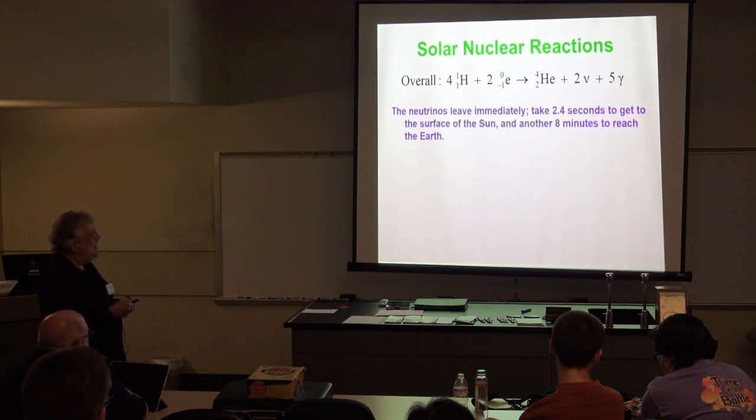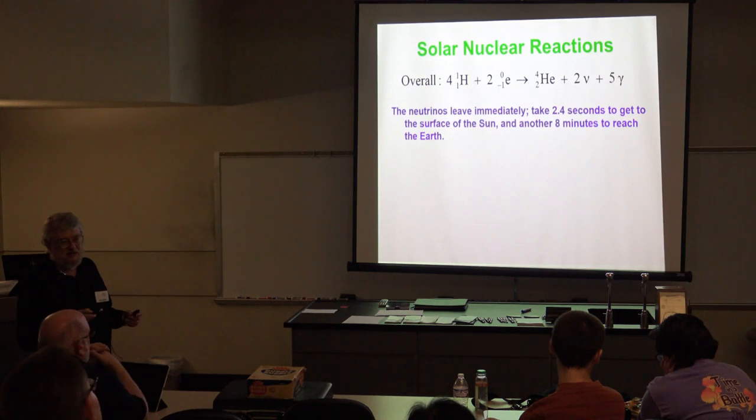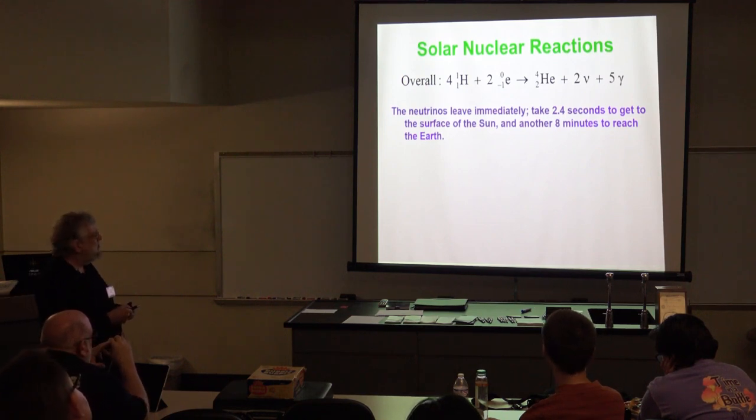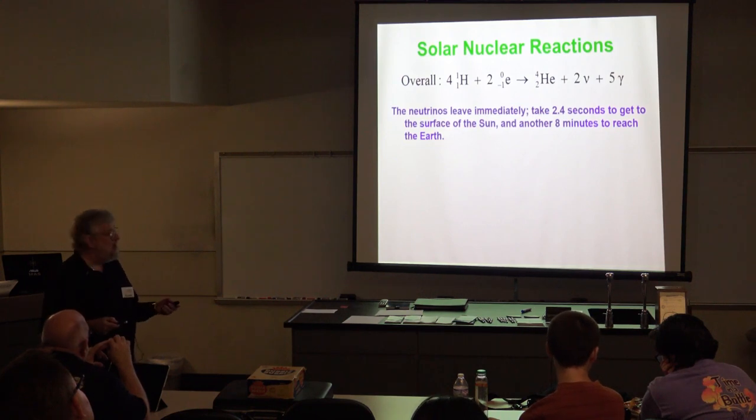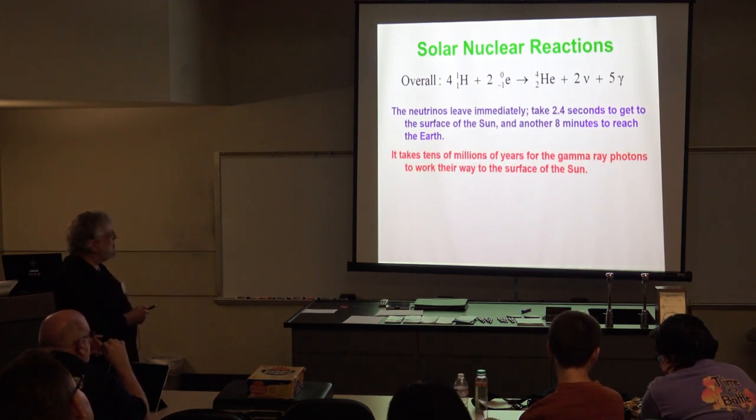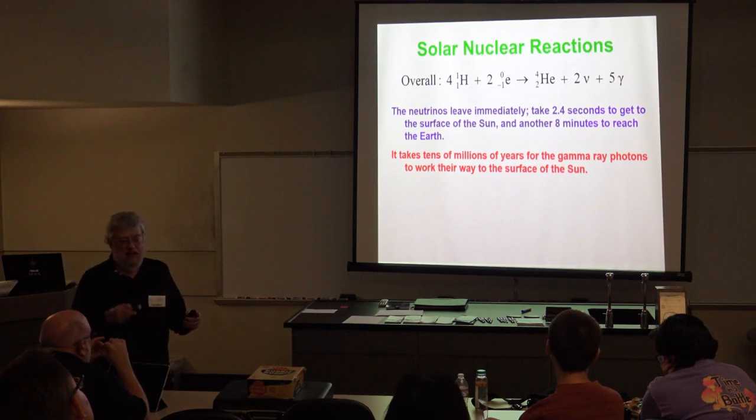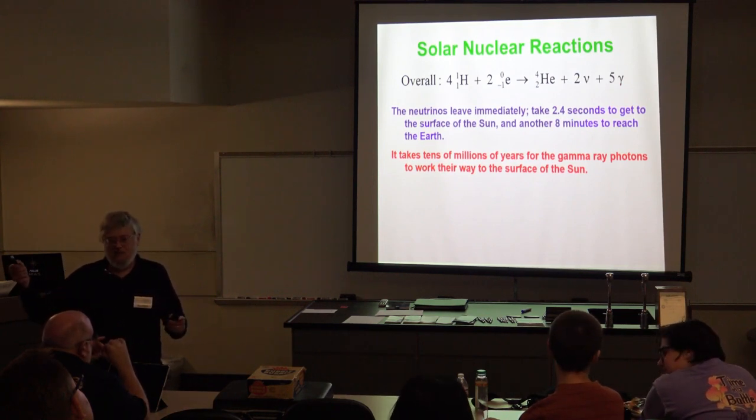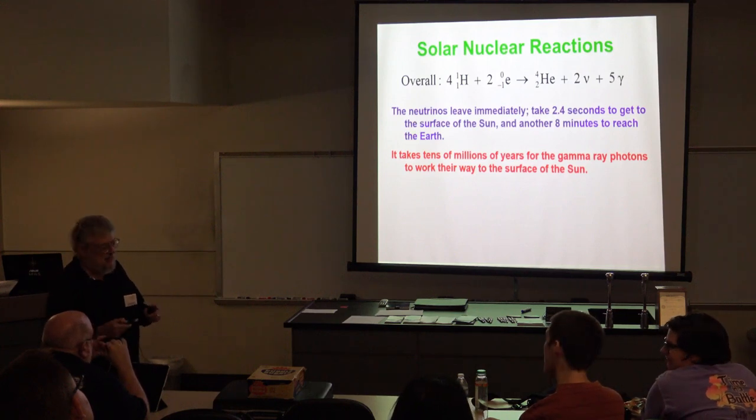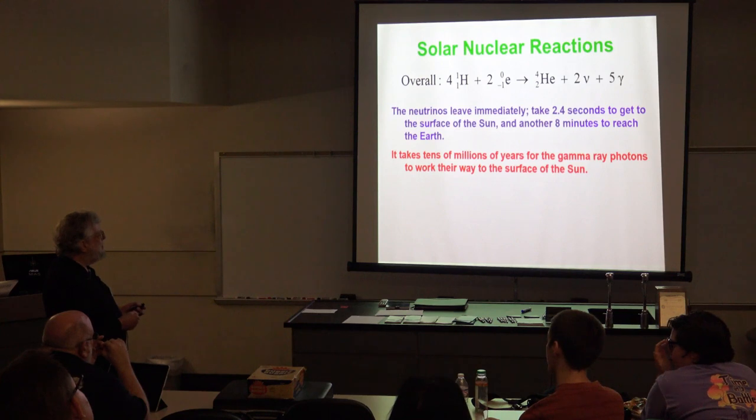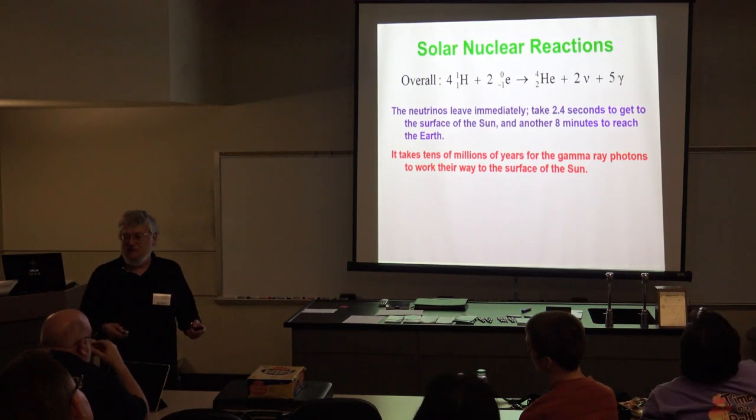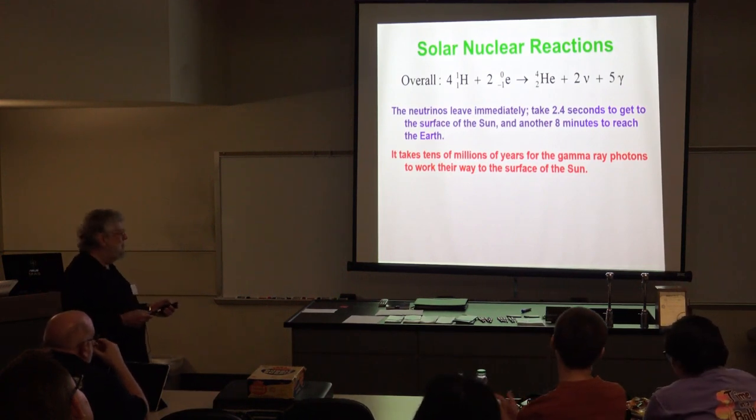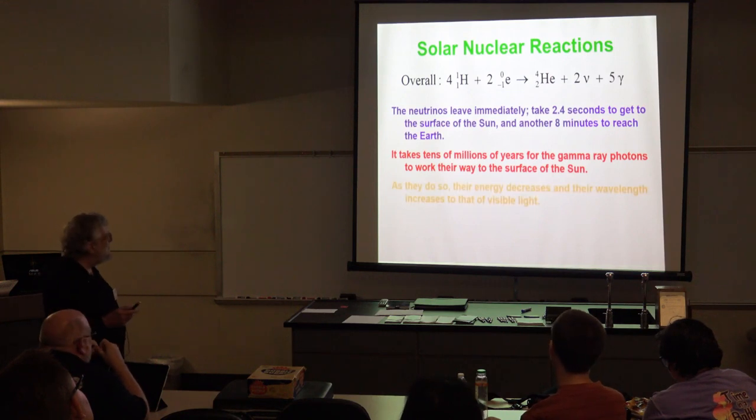The neutrinos are very elusive. They go right through the sun. It takes them 2.4 seconds to get to the surface and another 8 minutes to reach the Earth. So they don't fool around. The gamma rays are handed off from one atom to the next and work their way all the way up to the surface, losing a little energy each time, getting longer wavelengths, and it takes tens of millions of years for them to get to the, quote, surface of the sun and leave as photons coming towards us. Then it takes 8 minutes for them to get there.